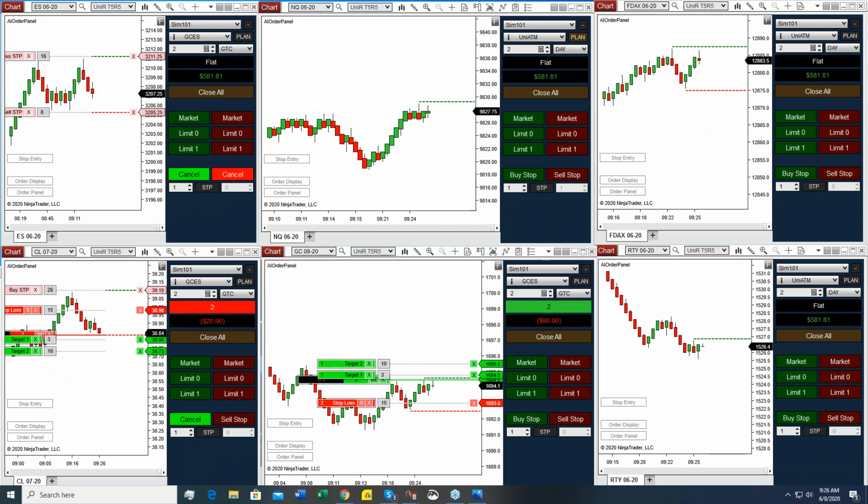For those of you guys that are here on trial, this is not our primary robot. This was developed and built for my members that wanted to scalp, strictly scalp.